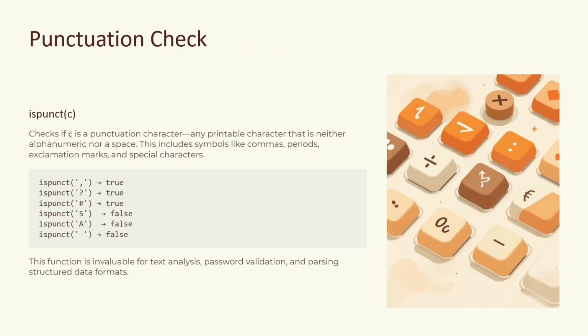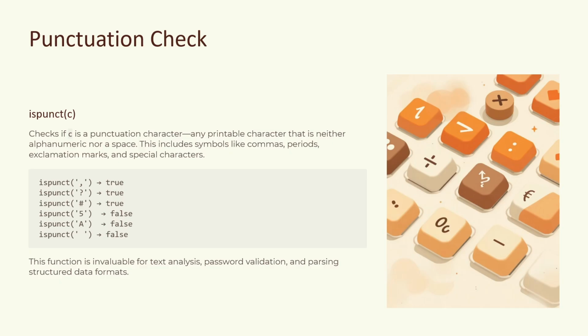Now we are going to talk about punctuation checks. The function isPunct of C is going to check if C is a punctuation character, any printable character that is neither alphanumeric nor space. This includes symbols like commas, periods, exclamation marks, and special characters. It returns true only for printable characters that are not letters, digits, or white space.